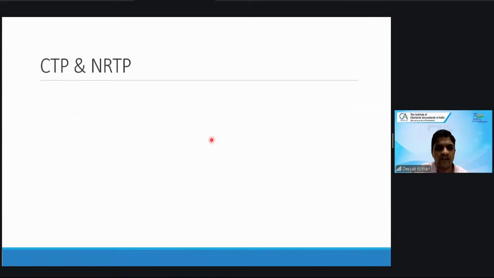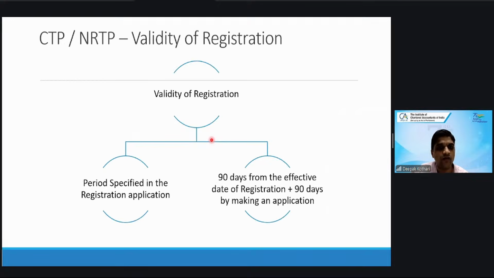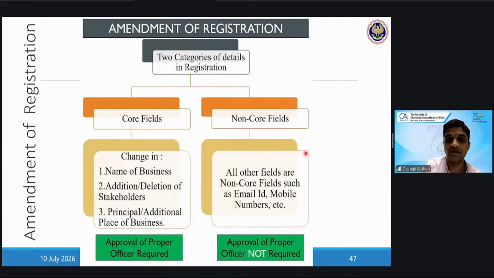Format of GST and theoretical CTP and NRTP we know. Differentiation also we know. The validity of registration: in case of normal registration, it is unlimited validity. But in case of a CTP and NRTP, the validity is just 90 days, as it's a temporary registration. It can get extended by another 90 days. So 90 plus 90, 180 days is the limit for the registration. Beyond 180 days, you cannot do it.